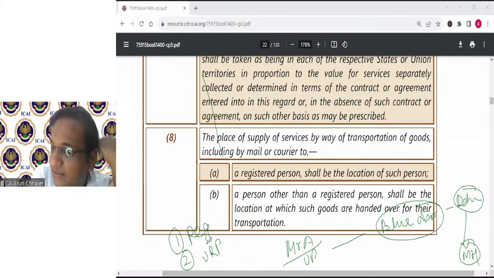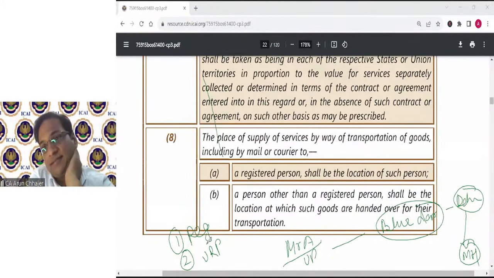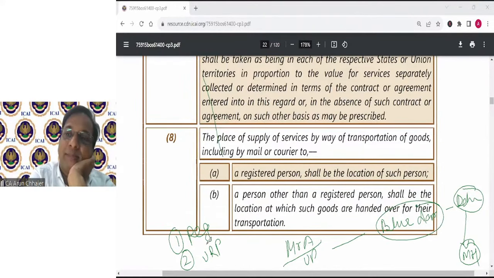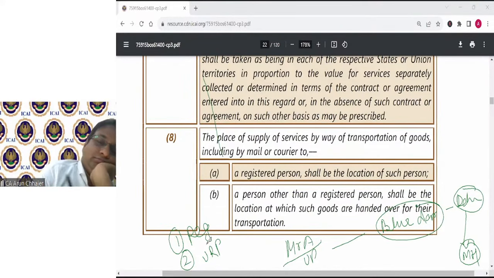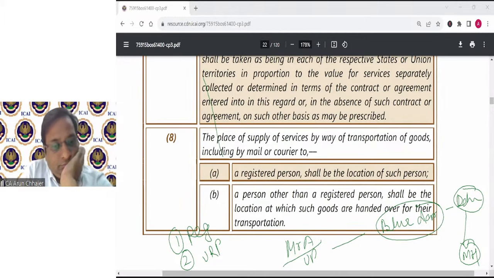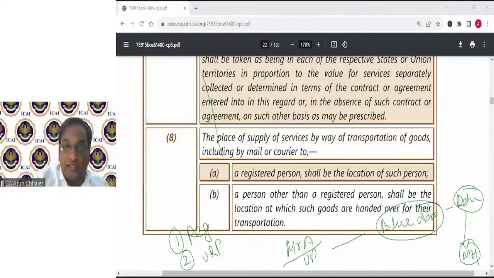Fine. Who is the supplier in this case? Next question is, who is the supplier in this case? All have given the correct answer. Let me talk about that particular answer.